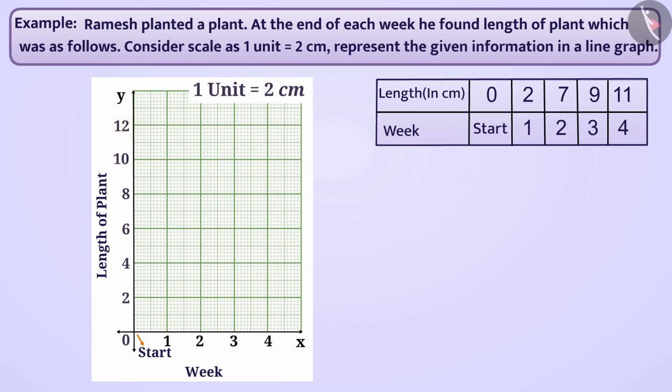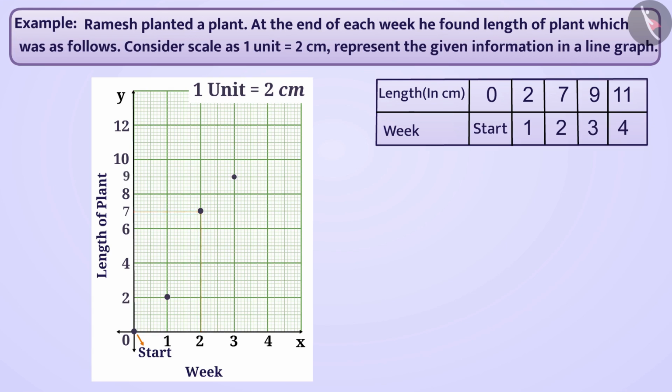Now, we will mark the data by points. Initially, the plant length is 0 at position 0. Therefore, we will mark the point at 0. Similarly, the length of the plant in week 1 is 2 cm. To denote this length, we will mark the point at the intersection of the vertical line of week 1 and the horizontal line of 2 cm. Similarly, the length of the plant in week 2 is 7 cm. To denote this length, we will mark the point at the intersection of the vertical line of week 2 and the horizontal line of 7 cm.